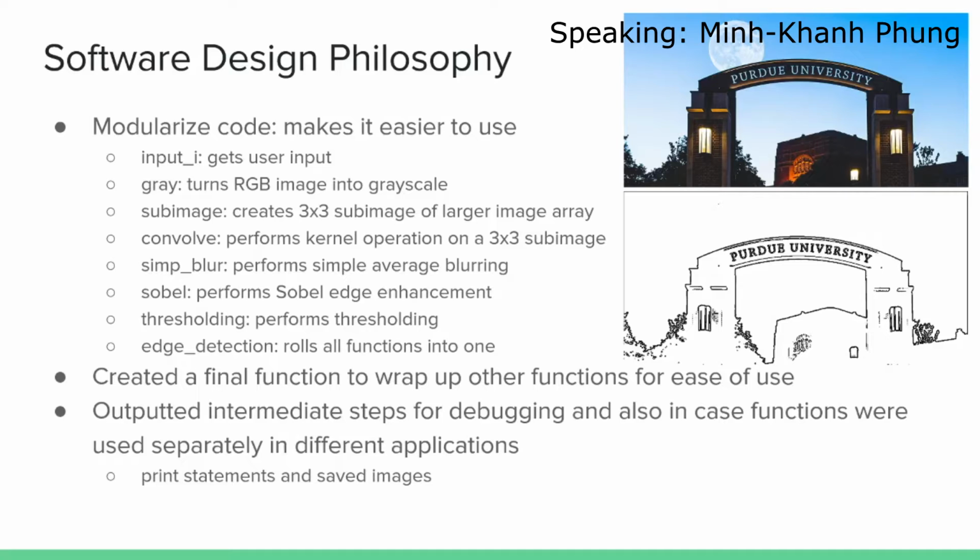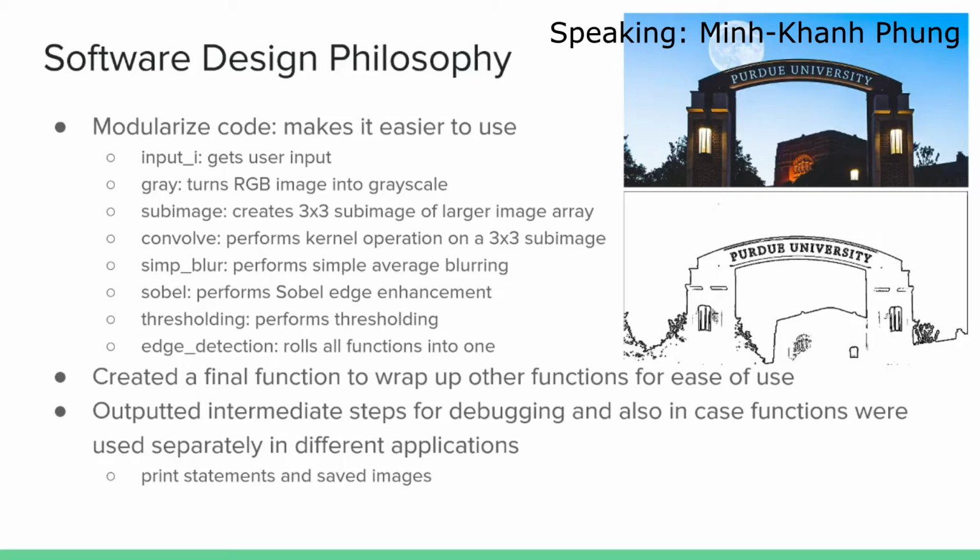So our first function, input_I, gets the user input about the image, and then our gray function takes the color image and returns a grayscale image. The third and fourth functions, subimage and convolve, are used in the window operation, and we decided to break that up into two functions in order to make it easier to write and debug, because this was the most complicated part of our algorithm. The simp blur function performs the simple blurring algorithm on the image, and then Sobel does Sobel edge enhancement on the image.